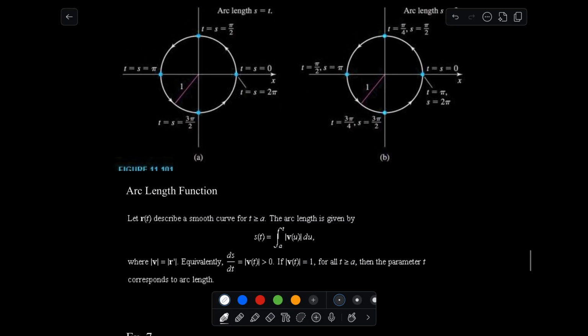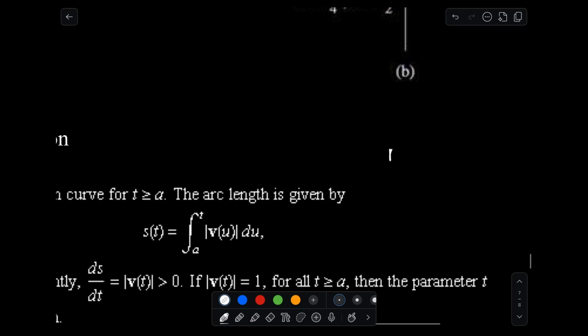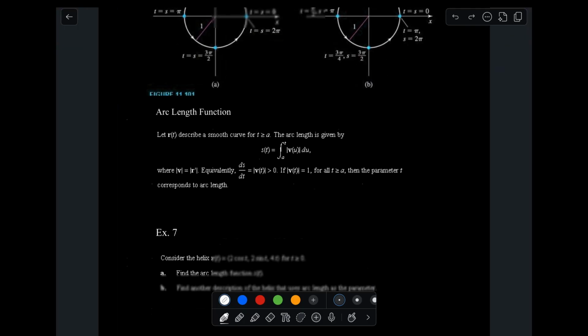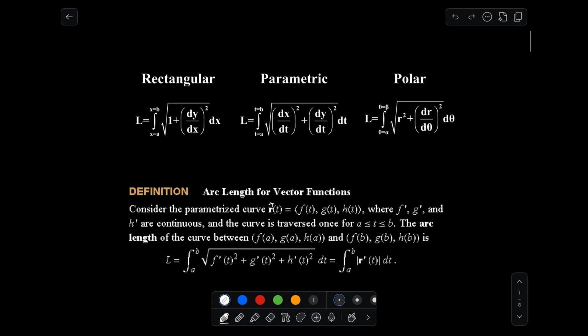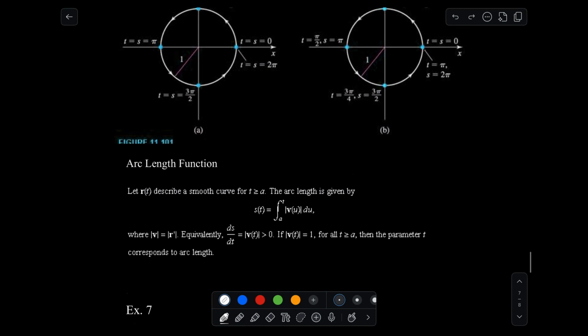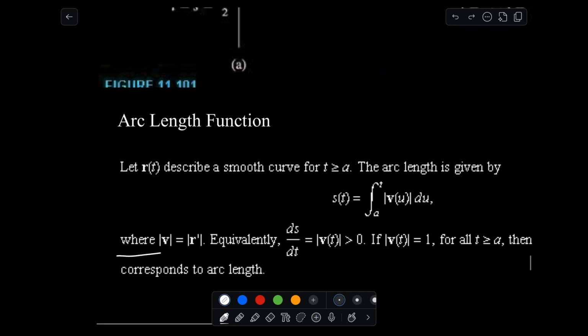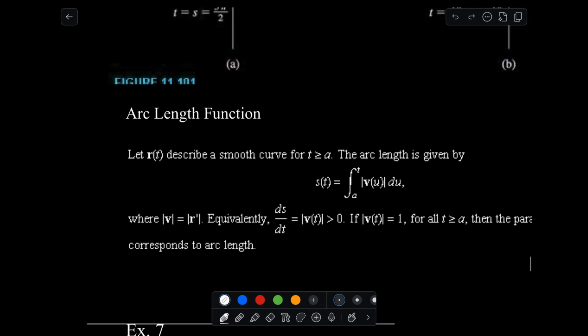where we have r of t describe a smooth curve for t greater than a. The arc length is given by v of u, and remember, when we say that v of u just refers to r prime, which we've been saying the whole time. This is actually one of the things we used on the first page. We kind of glossed over it, but this is the definition. It's the same thing as saying the magnitude of r prime, right? And this is going to help us solve for that right here. Perfect. This is going great.